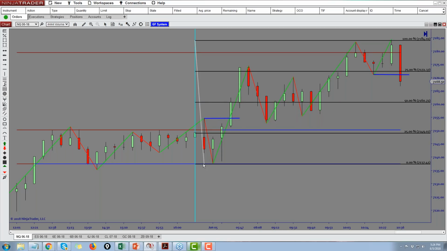Because what we've done now is we've defined where the buyers were in control of the market and where the sellers were in control of the market. Sellers reverse the market, buyers reverse the market. Does everybody understand that? Give me a why if this makes sense to you.